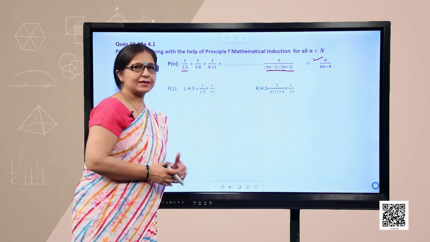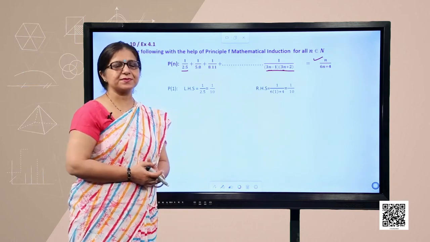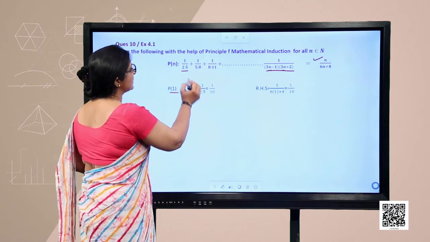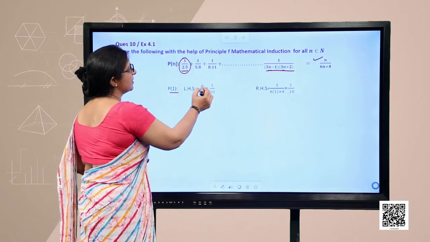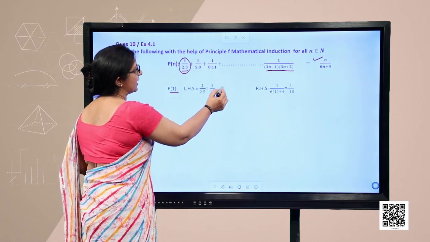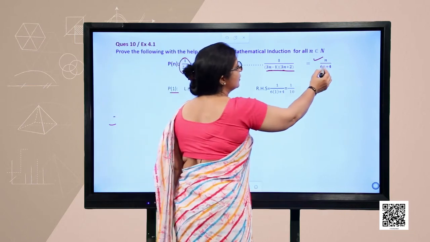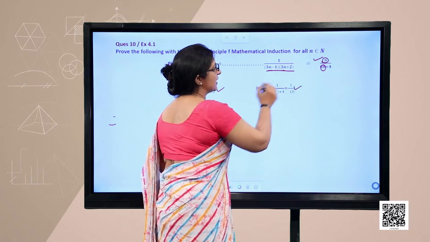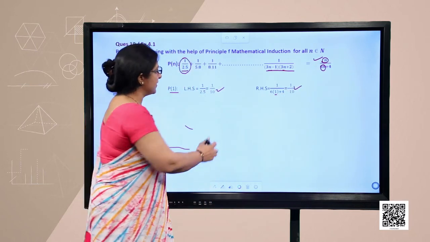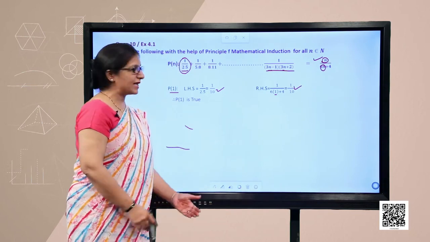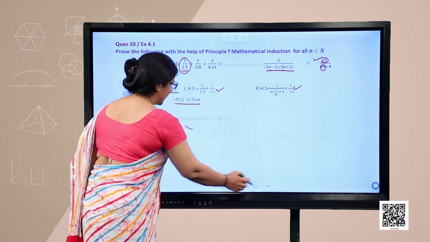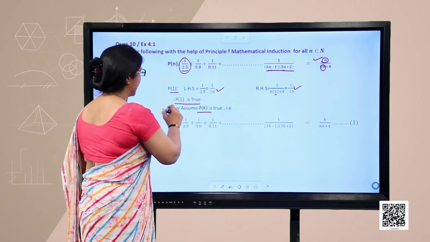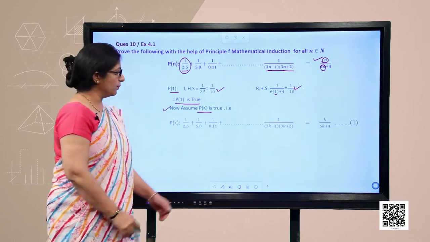Now, as the principle of mathematical induction step says, we will prove it for P1. For P1, left hand side means the first term is nothing but 1 upon 2.5, which is 1 upon 10, and on right hand side we need to replace n by 1. After replacing it by 1, we get 1 by 10, so left hand side is equal to right hand side. We can say that P1 is true. Now we assume that Pk is true, as the next step says.